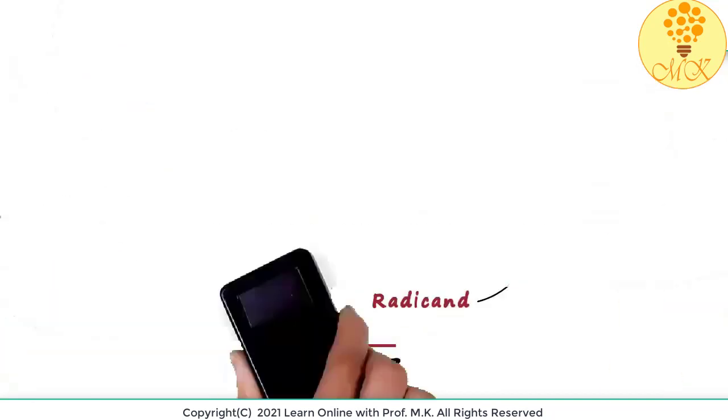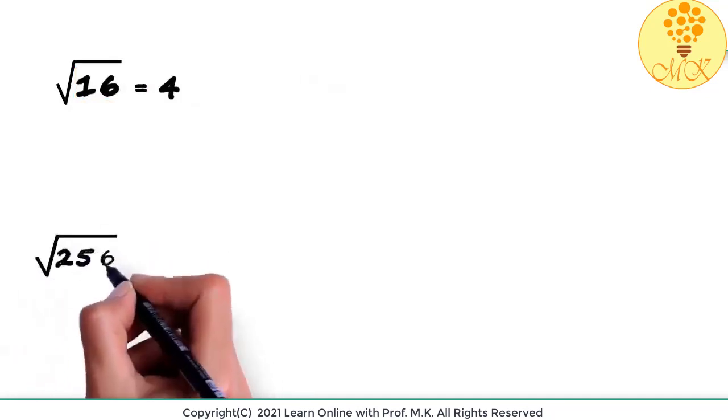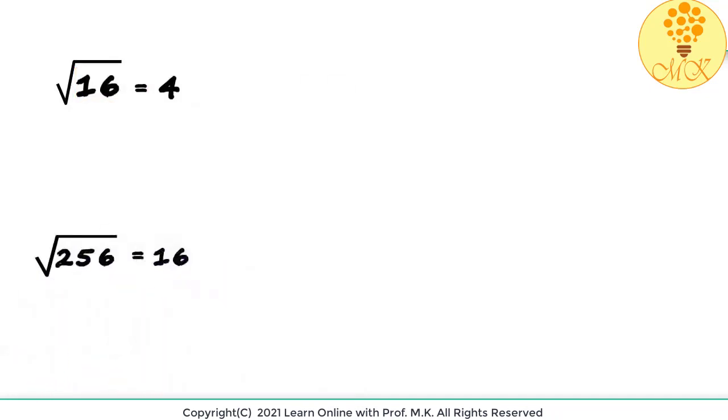Now let's look at something really interesting about the square roots. What's the square root of 16? Yes, it's 4. This means that if we square 4, we will get what is under this radical. Similarly, the square root of 256 is 16. If we square this, we will get this.